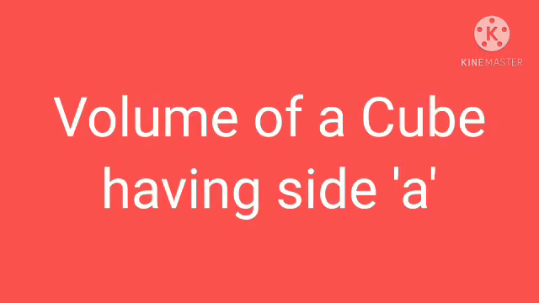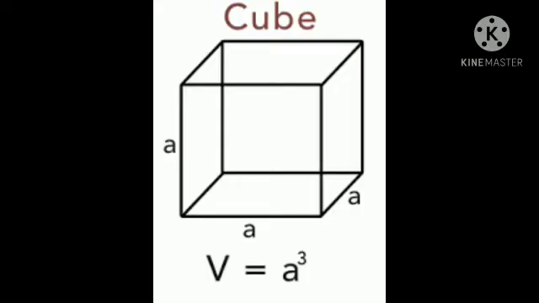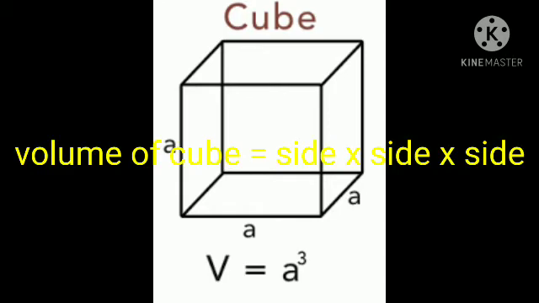Okay. First we can see the volume of a cube having side A. That means here all the sides are of length A. Then the volume of a cube is equal to A cube. What do you mean by A cube? A into A into A. Because you already know the volume of a cube is side into side into side.